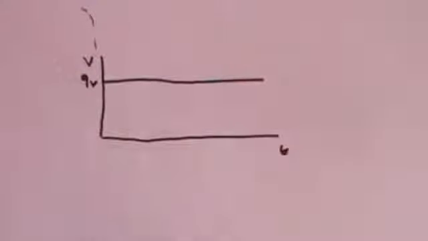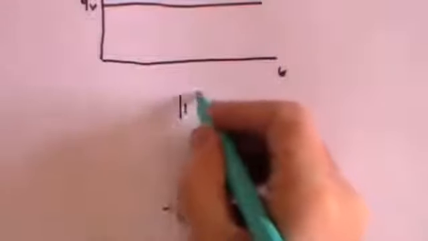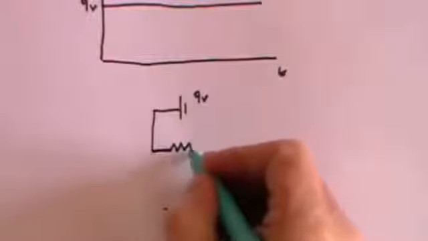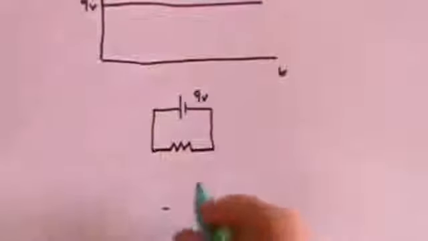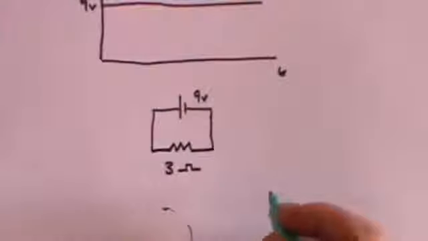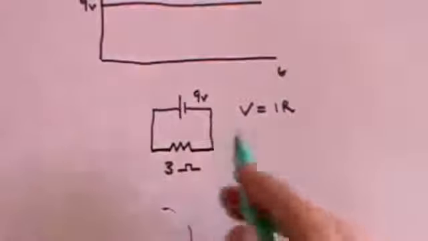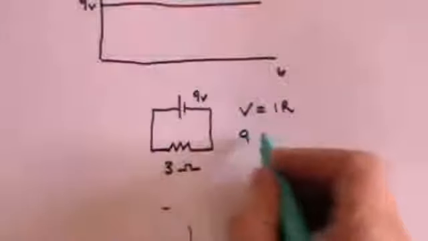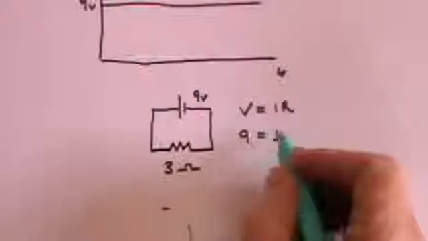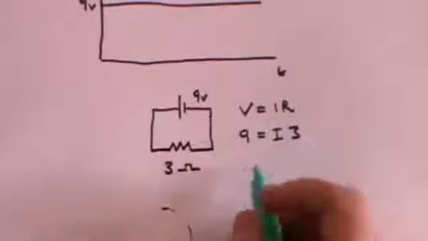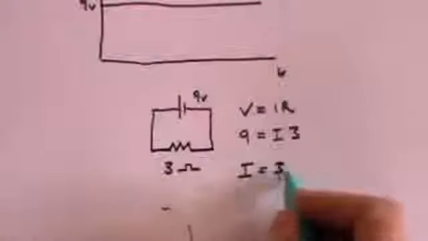And if you were to put that battery in a circuit, here's the 9-volt battery, and we put that in a circuit with a resistance, and let's say the resistance is 3 ohms, then we remember Ohm's law, V equals IR. If the battery voltage is 9 volts, the resistance is 3, and that means the current must be 3 amps.